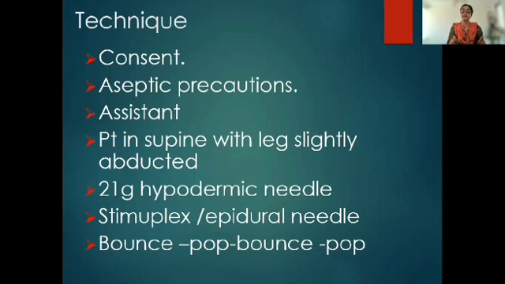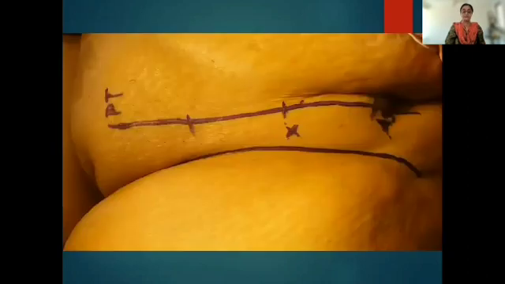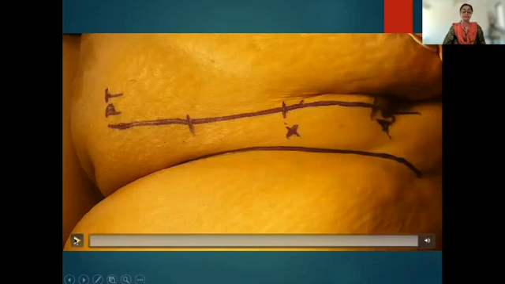As the needle goes beneath the skin and the subcutaneous tissue, you get the first pop, that is of the fascia lata. Then you get the second bounce and pop, that is of the fascia iliaca, when you further advance the needle to enter the fascia iliaca compartment space. Keeping this in mind, I will show the video.